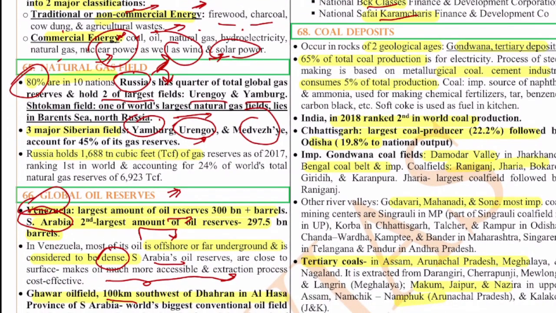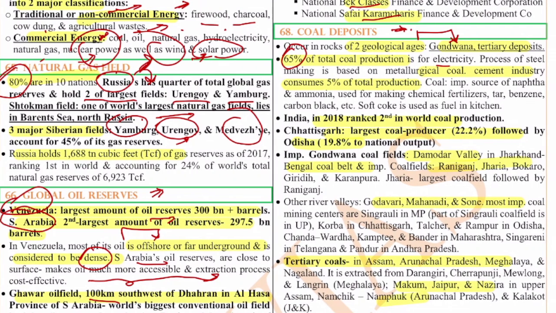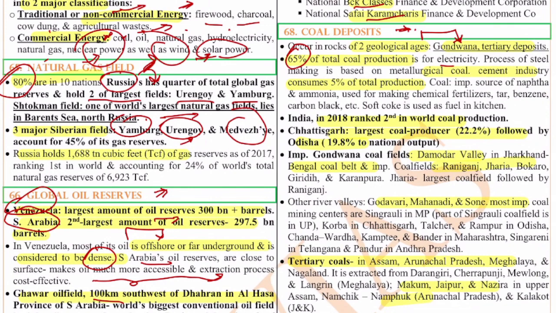The 68th question is with regard to coal deposits. Coal occurs in two geological ages, Gondwana and the tertiary deposits. 65% of total coal production is for electricity only. The process of steel making is based on metallurgical coal. The cement industry consumes 5% of total production.